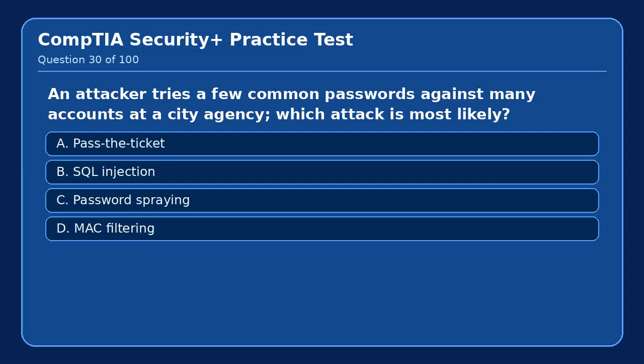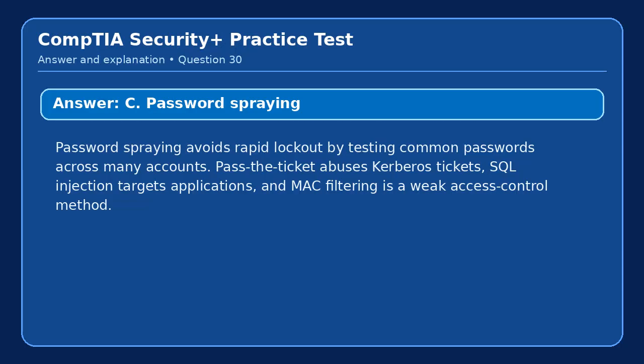The answer is C. Pass the hash. Pass the hash uses captured password hashes as authentication material in compatible environments. ARP inspection and key stretching are defenses, while rainbow table prevention describes a protection goal, not the attack.